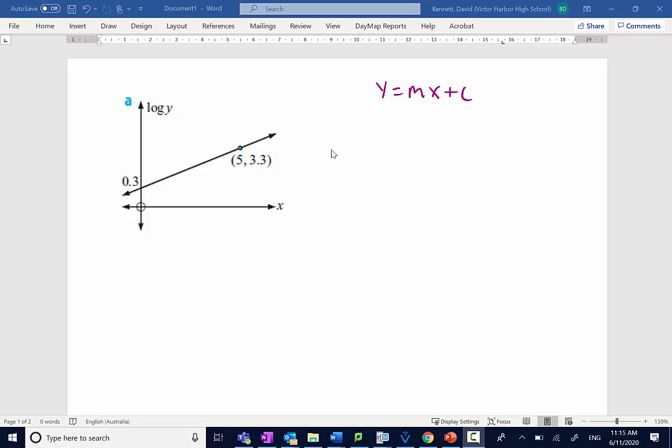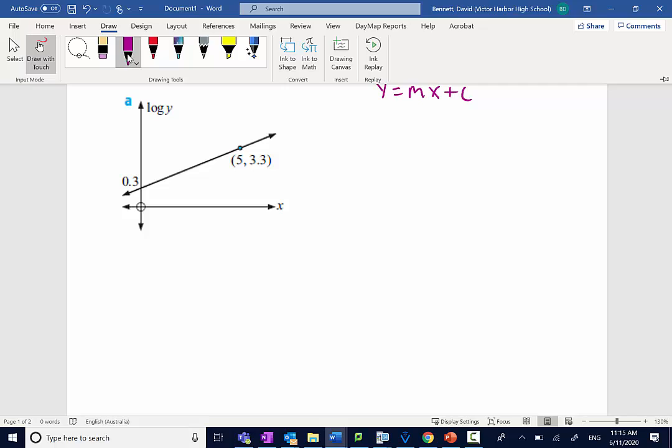Now, in this video, we're going to be looking at the two types of rearrangements you need to make for log graphs. So one where you've got log versus a value, and the other one will be when you've got two logs. So this first one, first of all, what we need to do is find what the slope and the y-intercepts are.